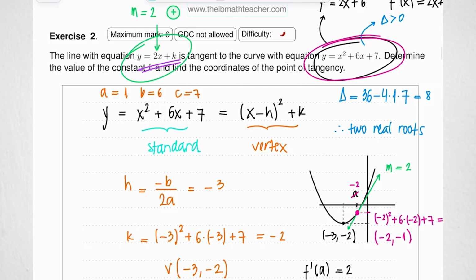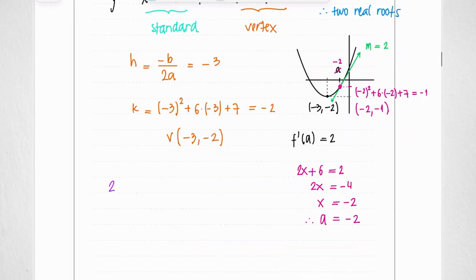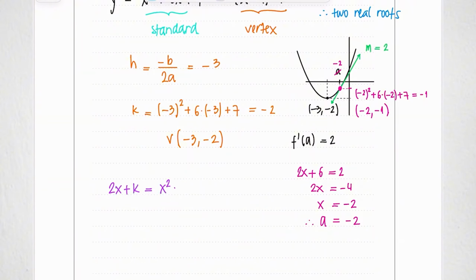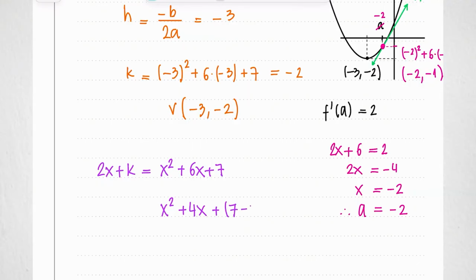Now, you might be asking, what is the second way? Well, if the line and the quadratic intersect at just one point, that means that when you set 2x plus k equal to x squared plus 6x plus 7, you should get just one solution, which means that by solving this quadratic, you should get just one root, which means that the discriminant of this quadratic has to be equal to 0.